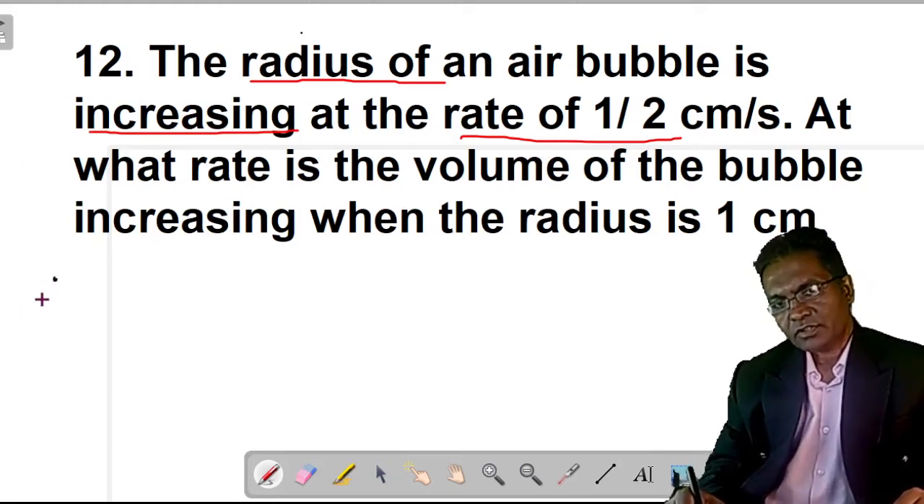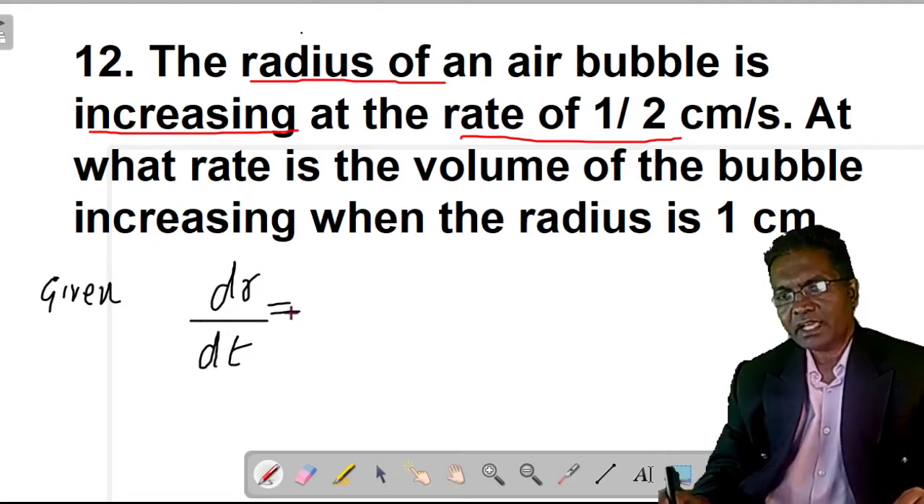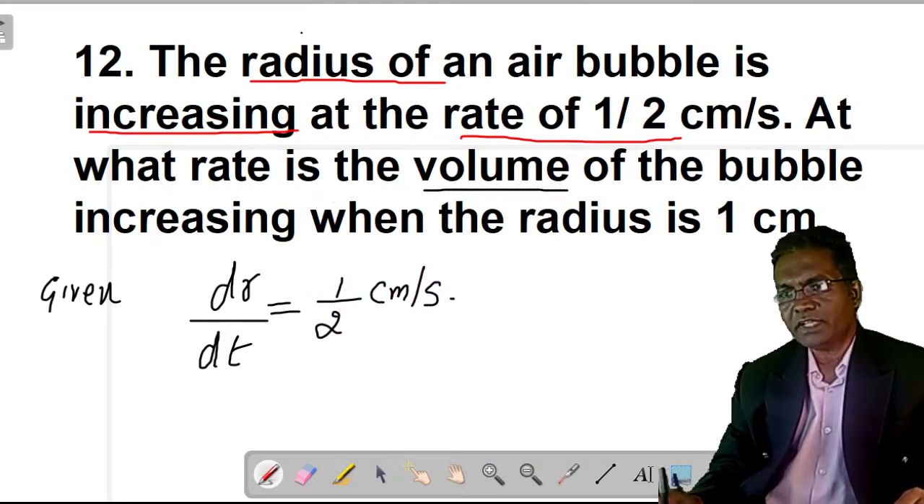Therefore, immediately you have to write, you are given dr by dt equals 1 by 2 centimeter per second. Now you are asked, at what rate is the volume of the bubble increasing? Bubble means it is in the spherical shape. So you are supposed to find dv by dt when radius is 1 centimeter.